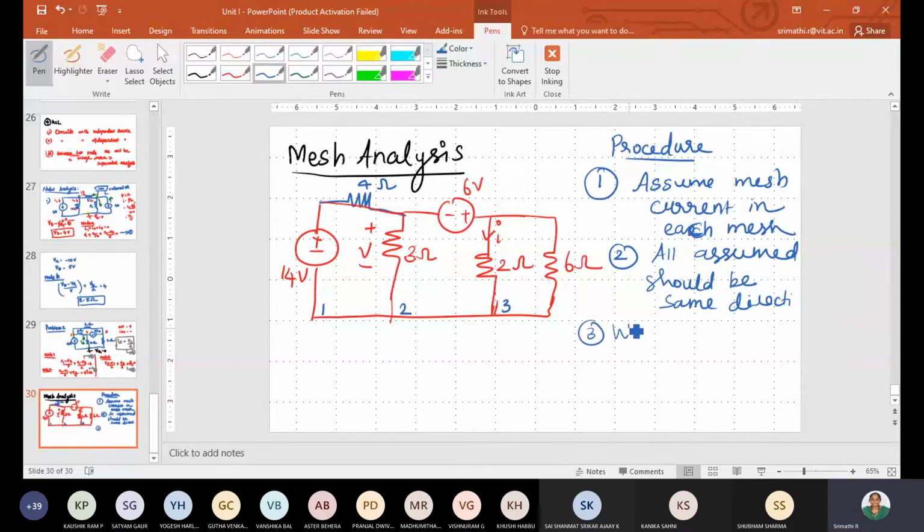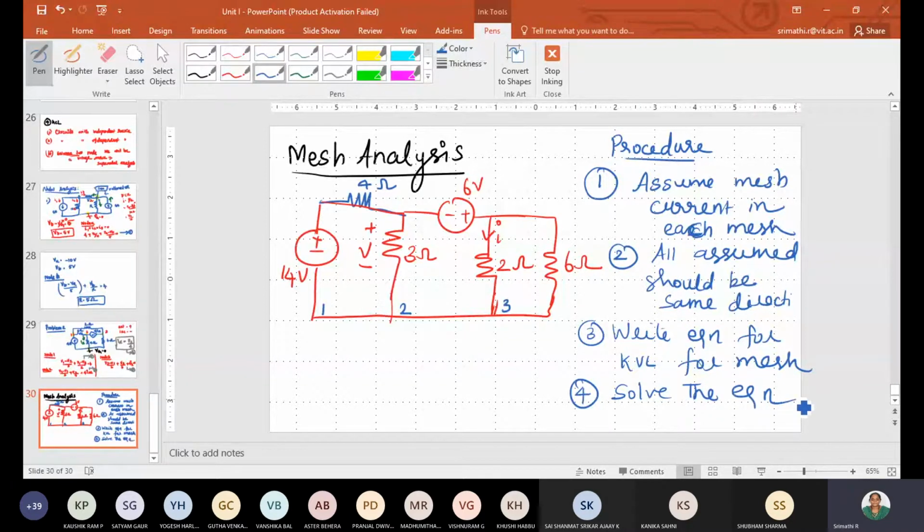Number 3, write equations for KVL for each mesh. Number 4, solve the equations to get the solution. Examine the circuit and then do this. Okay. Shall I proceed?